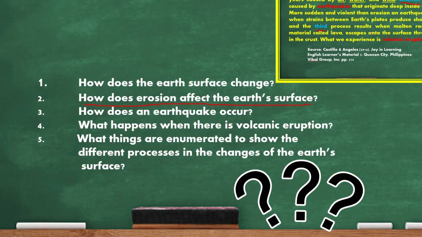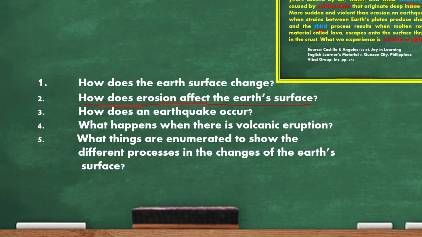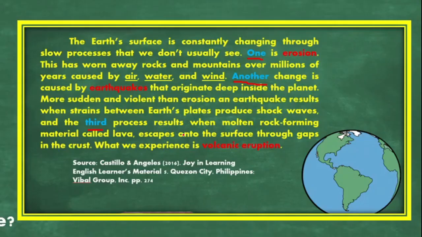Next question, number 3. How does an earthquake occur? Now, let's answer. Earthquakes originate deep inside the planet. It means that earthquakes are coming from the planet itself. That results to the strains between Earth's plates via the production of shock waves. It means earthquakes are caused by the shock waves.